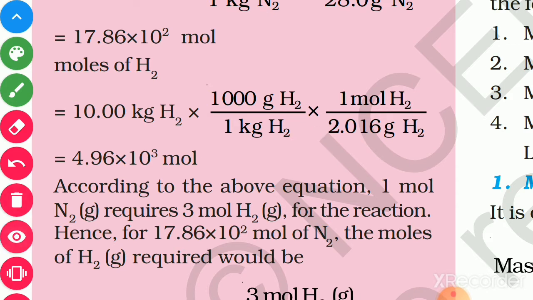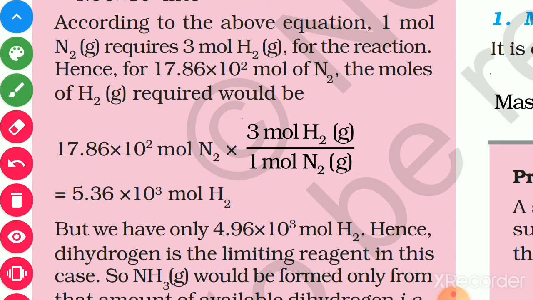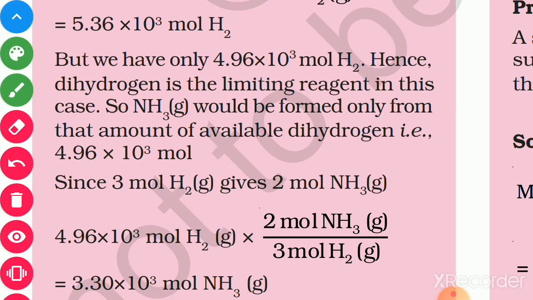According to the above equation, 1 mole of nitrogen requires 3 mole of hydrogen for the reaction. Hence, for 17.86 into 10 to the power 2 mole of nitrogen, the requirement of hydrogen will be 17.86 into 10 to the power 2 into 3 by 1 equal to 5.36 into 10 to the power 3 mole of hydrogen. But we have only 4.96 into 10 to the power 3 moles of hydrogen. Hence, dihydrogen is the limiting reagent in this case.